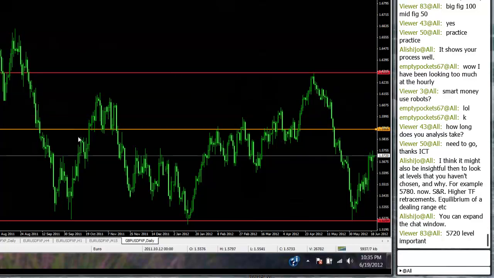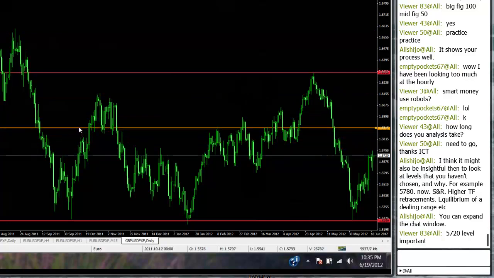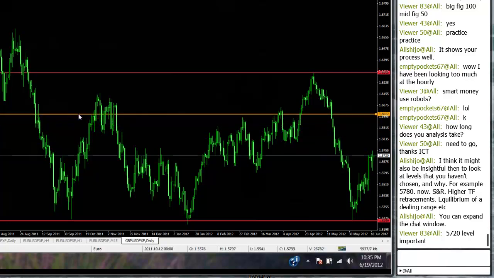And there's 100 pips, 200 pips, 300 pips roughly. Okay, and in that vicinity, I would be looking for any significant highs or lows. And I like the 160 fig.